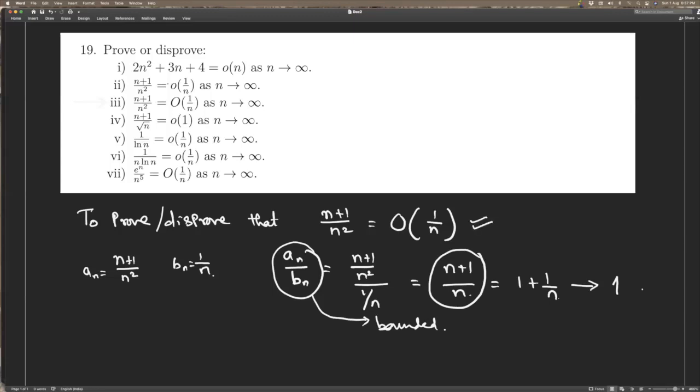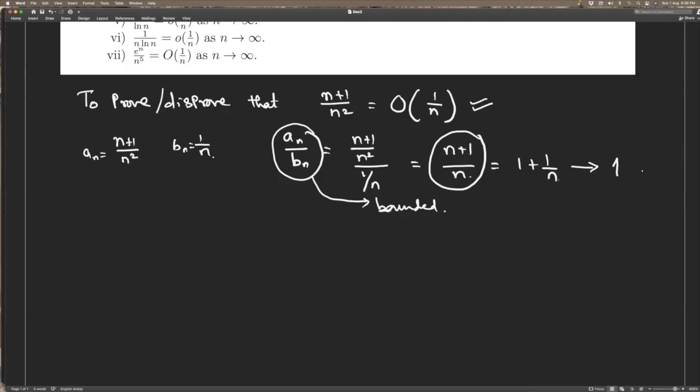You can also verify whether this sequence (n plus 1) by n square is a small o of 1 by n. Well, that may not be true. I'll leave it to you to check that.